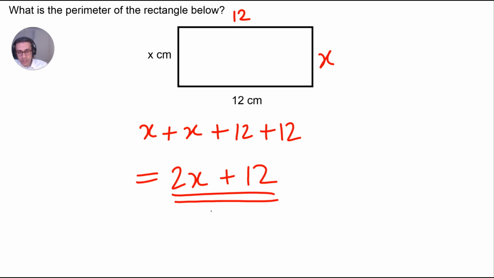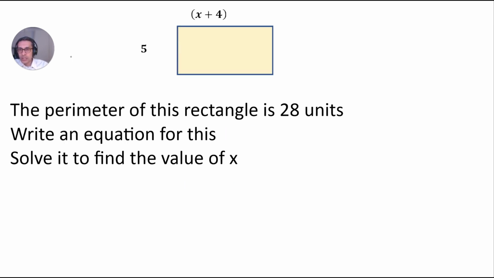The perimeter can be written as an expression. In this case, we don't have a numerical value for x, and you can probably see how this is going to come into play with the questions when we're forming and solving equations about this. So here is a practical question here. The perimeter of this rectangle is 28 units. Write an equation for this and then solve it.